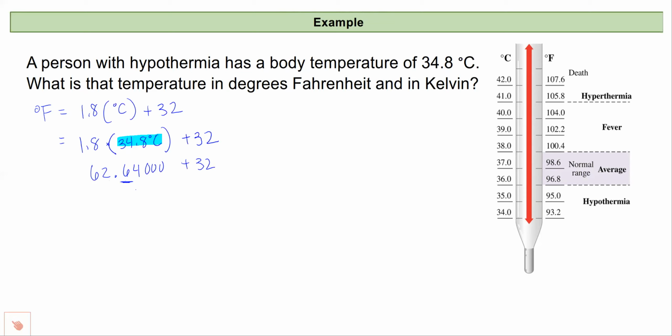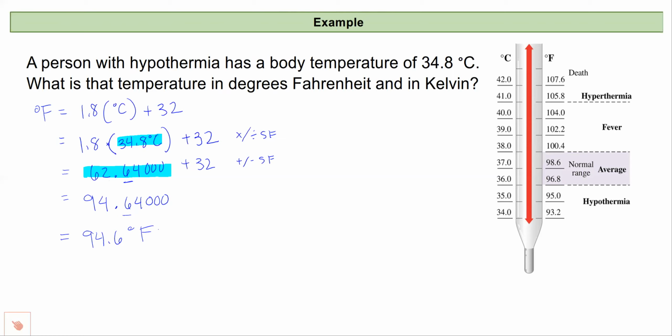Now I'm going to add 32. So this was the multiplication division sig fig rule. Now I'm going to do the addition subtraction sig fig rule. If I add 32 to this number, I'll get 94.64000. Now I'm going to report this to the least number of decimal places, but only for my inexact number, which has become this one right here. So it has one decimal place. All right. So I'll report one decimal place. So this equals 94.6 degrees Fahrenheit.